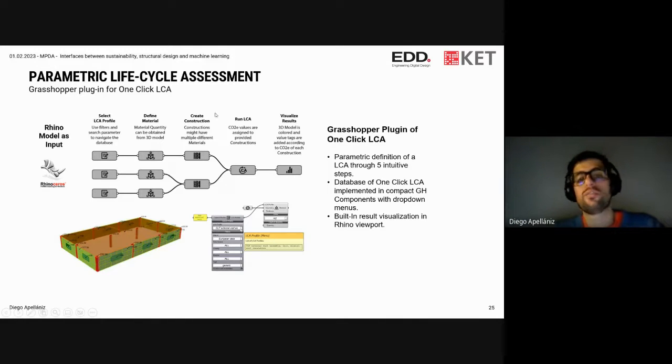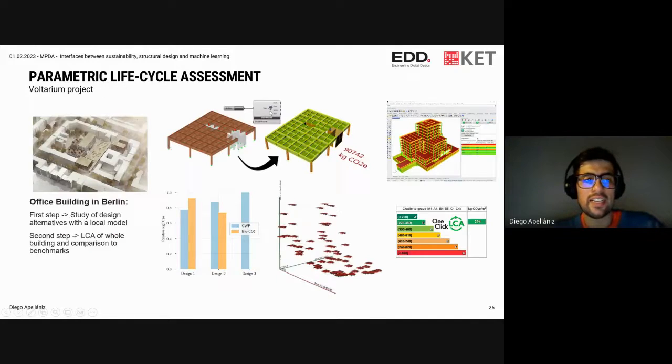Then when we have our constructions, we run the life cycle assessment, we get our CO2 values and other impacts, and then we can visualize these results in the Rhino viewport, which is something like that. And this is quite fast, and we can change this geometry, use different designs, and this is very easy. And that's basically the idea. And yeah, those were the workflows.